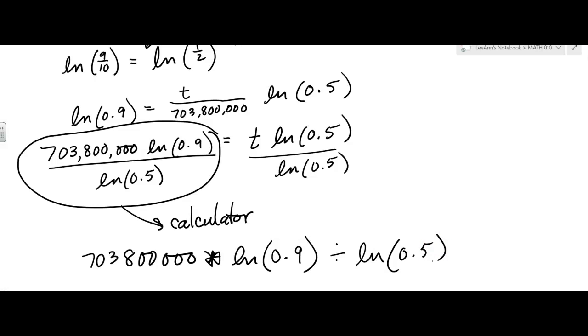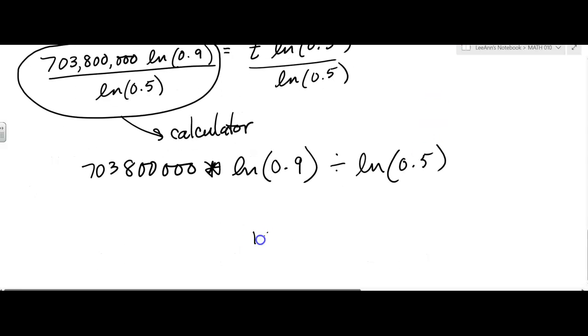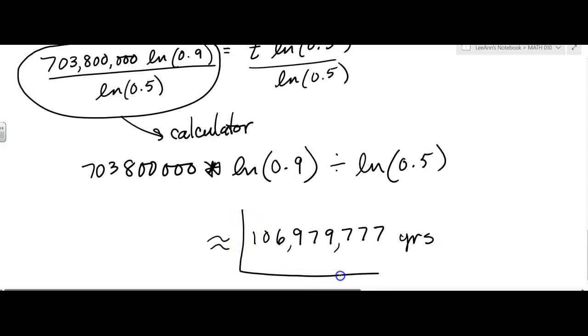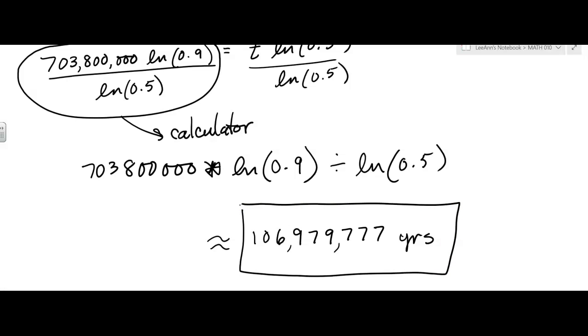And what do I get? I get a very large number. I'm getting 106,979,777.2, but I'll just round it off, approximately that many years. Well, I wanted to double check it, but that seems like a lot of years to me. Okay, so that's how long it's going to take for 10% of the substance to decay. All right, that was a big problem.